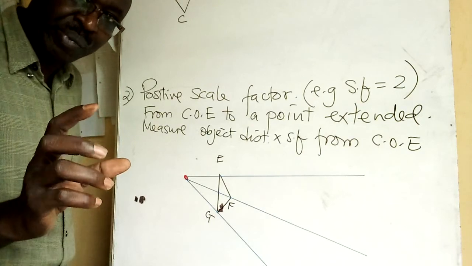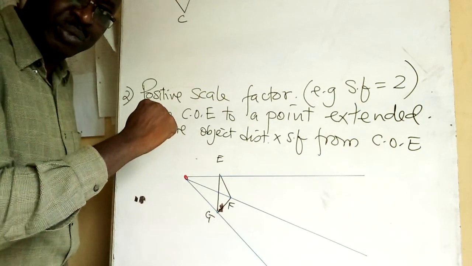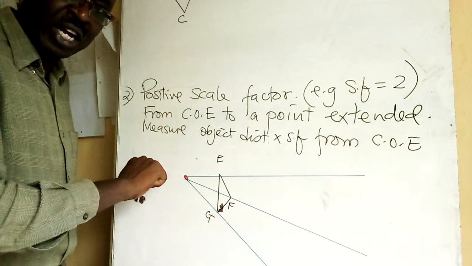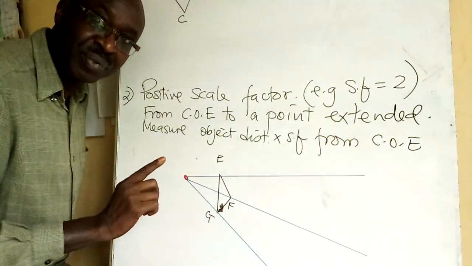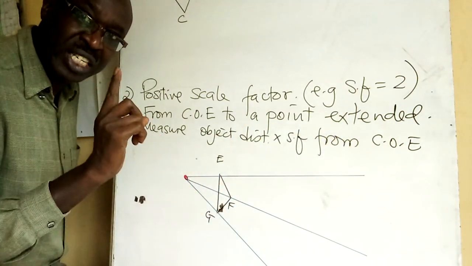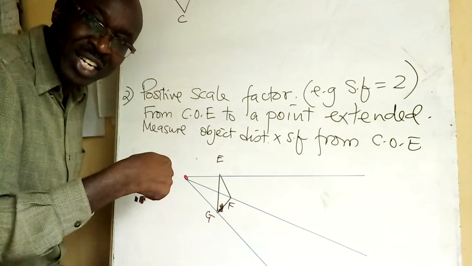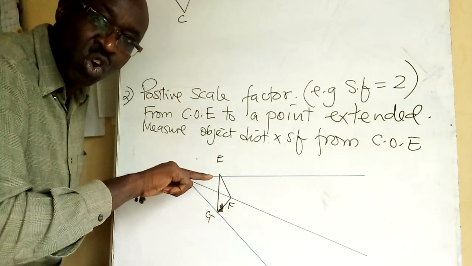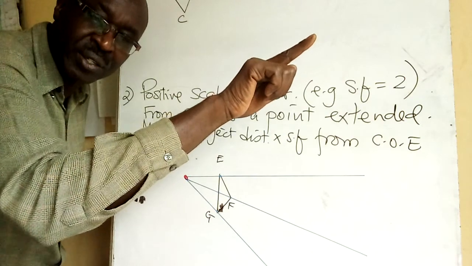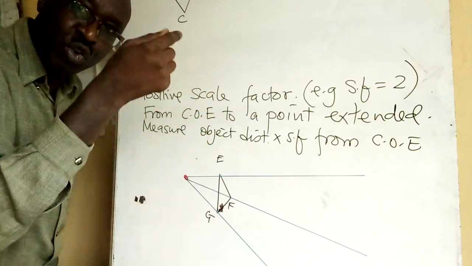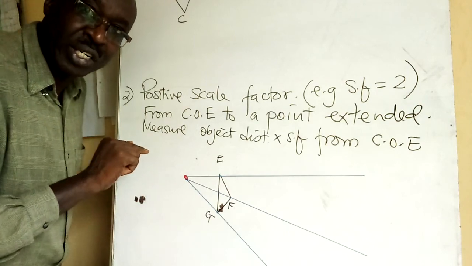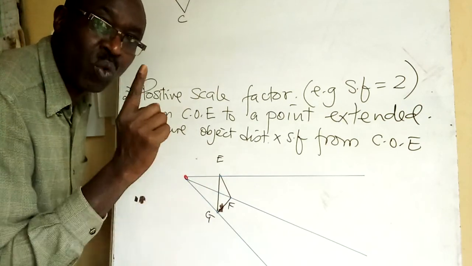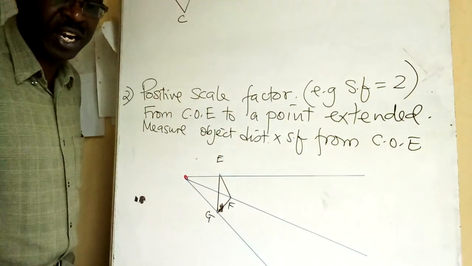The language here matters. You see, it is from the center of enlargement to the point, then extend. Please note that language. Where do I start? Where do I go? In which direction? So I'm talking of from the center of enlargement to a particular point, one at a time, and then extend.